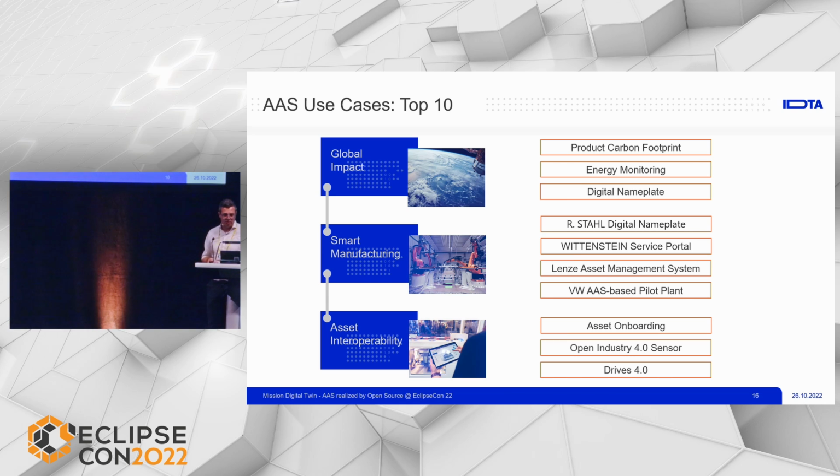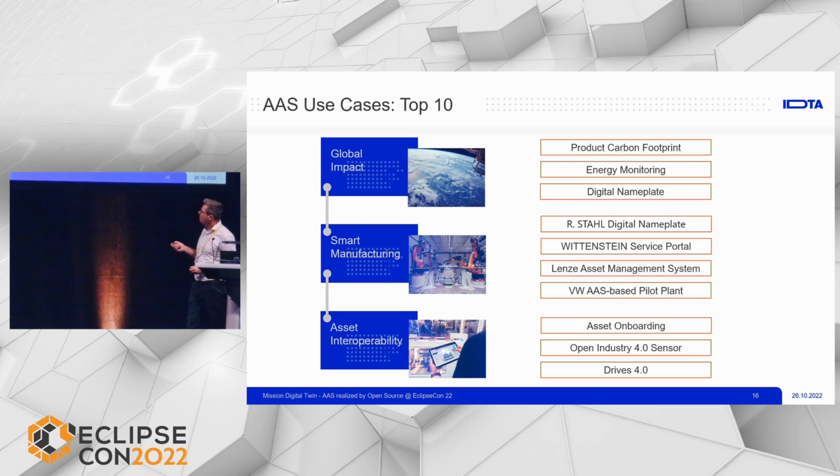For example, for global impact we have use cases like the product carbon footprint for industrial goods, as well as the energy monitoring for components, for machines, but also for factories. And the basis of all this is the digital nameplate. We need a nameplate for every industrial good to make an identification, a description, and so on.